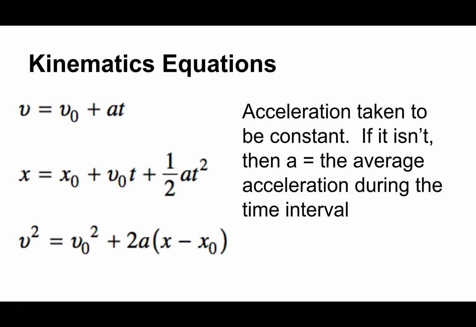The fourth equation is x equals x naught plus 1/2 times (v naught plus v). The 1/2 (v naught plus v), that's just average velocity. It's two different velocities added together divided by 2, average velocity. And then if we multiply that by time, 1/2 (v naught plus v) times t, we get a distance. So starting position plus distance equals ending position.